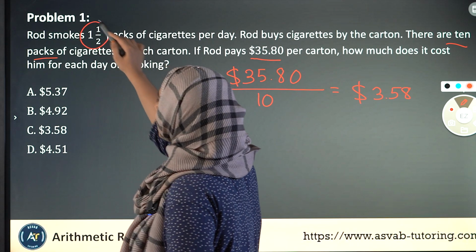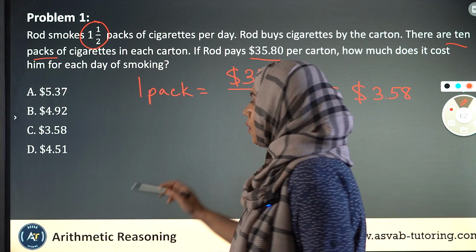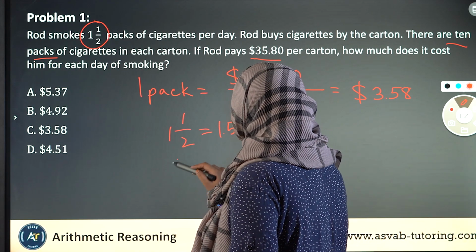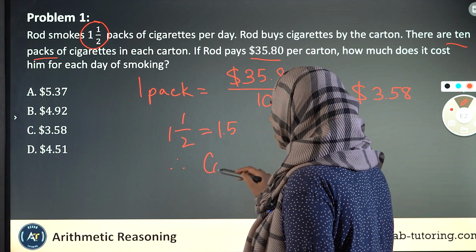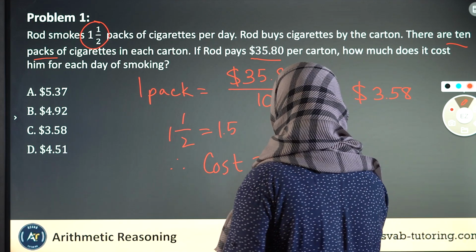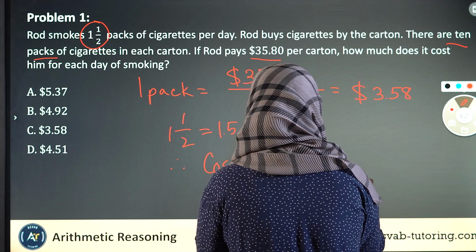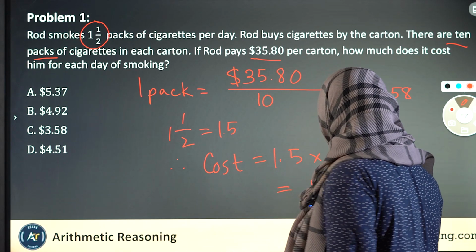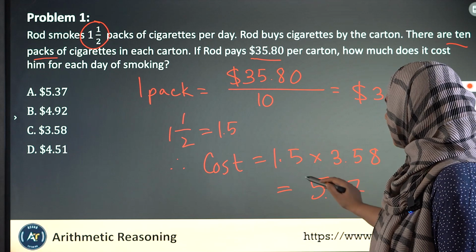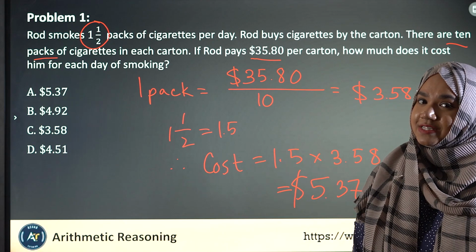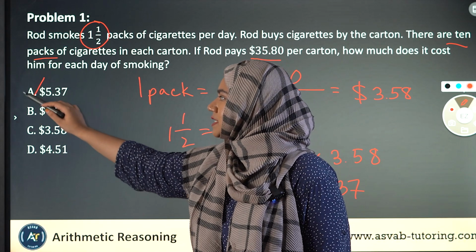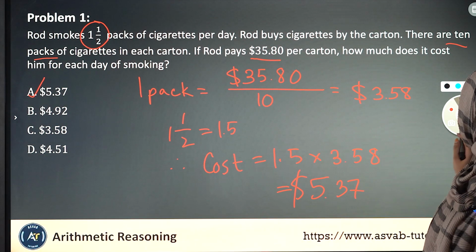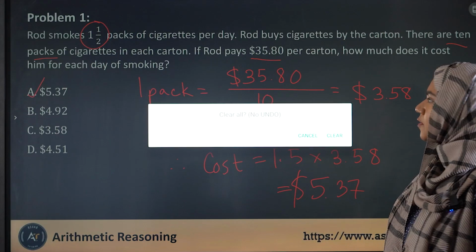However, he doesn't smoke a pack, he smokes 1.5 packs. So this means that his total cost for the entire thing is going to be 1.5 times 3.58. And if you do the math, it's going to be $5.37, okay? So the correct answer for this is going to be option number A. Hope you got the first one correctly. Let's move on. Let's look at problem number 2.